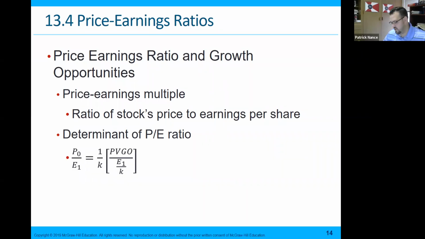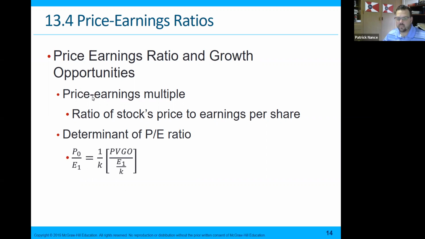Okay, now this is the second video for chapter 13 for investments. We're going to talk about price earnings ratios a little bit more. We're going to talk about free cash flows and a few other models that we use to measure stocks and potential and things like that. So, price to earnings ratios and growth opportunities.